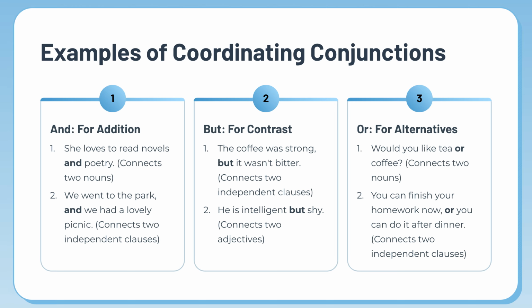Or shows alternatives. Would you like tea or coffee? You can finish your homework now, or you can do it after dinner. These small words are powerful. They make our sentences flow smoothly and sound natural.